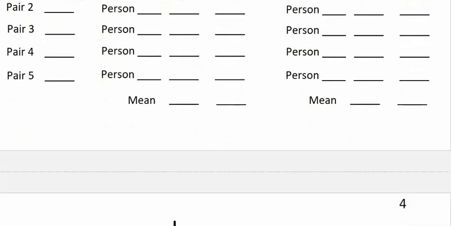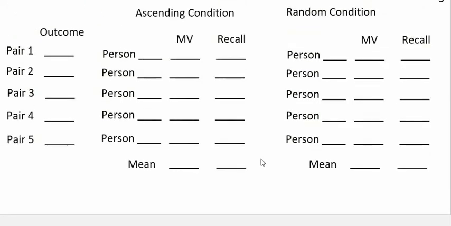Now the two recall scores, I'm sorry, the two mean recall scores for ascending and random probably won't be equal, and that's fine because obviously ascending is probably going to do better than random. That's the hypothesis. It's just the matching variable that's supposed to be equal between the groups because that's what you're trying to control with the matching.